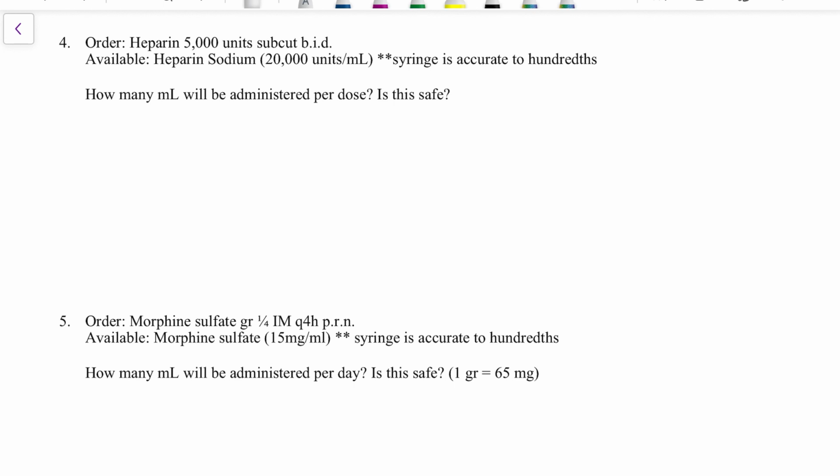Okay, so we're actually going to look at two more questions that have to do with the accuracy of the syringe in this. So I want you to try these two questions, determine how many milliliters is administered per dose, and then given the accuracy of the syringe, is this safe? So pause the video, try them out, and start it up again when you're ready.